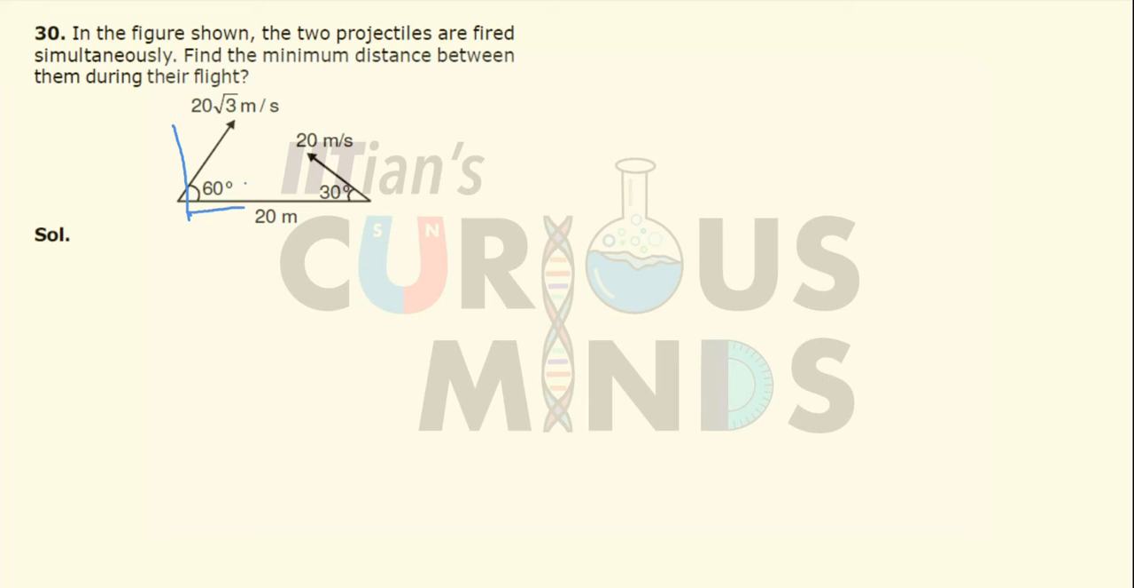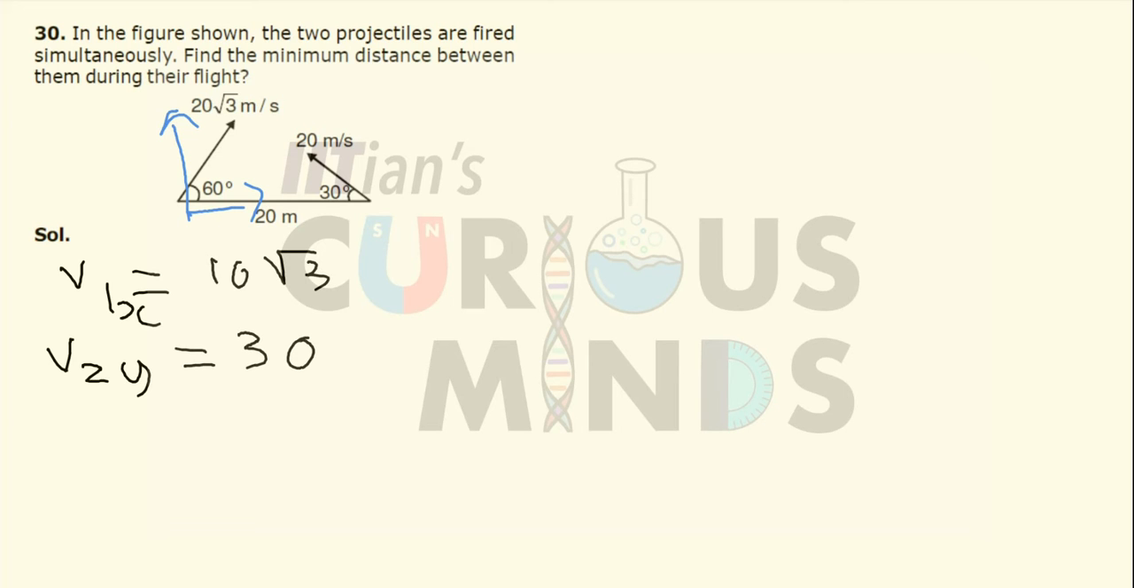The velocity of the first particle in the x-axis will be equal to 20 root 3 cos 60, which is equal to 10 root 3. In the y direction, the velocity will be equal to 20 root 3 sin 60. Sin 60 is equal to root 3 by 2, so basically it will be equal to 30. Now I got the velocity along the x and the y direction of the first particle.